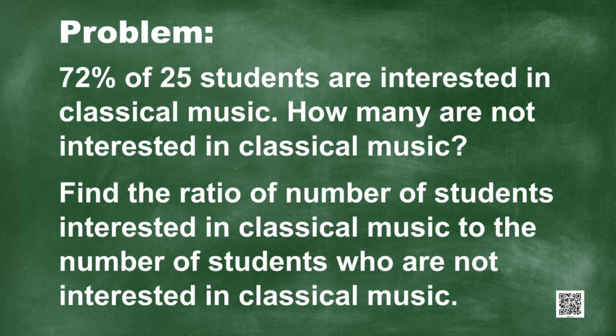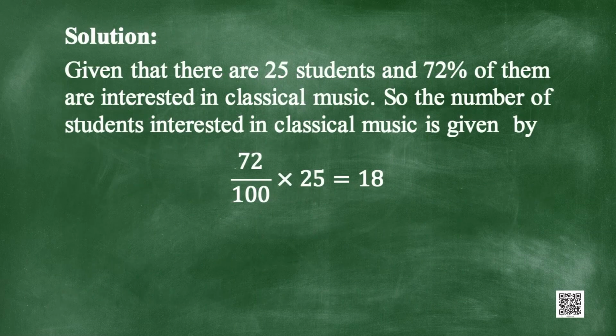Find the ratio of the number of students interested in classical music to the number of students who are not interested in classical music. Now, let us try to solve this problem. Given that there are 25 students and 72% of them are interested in classical music.